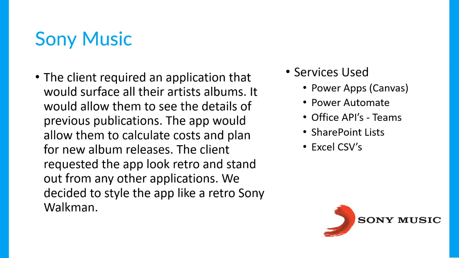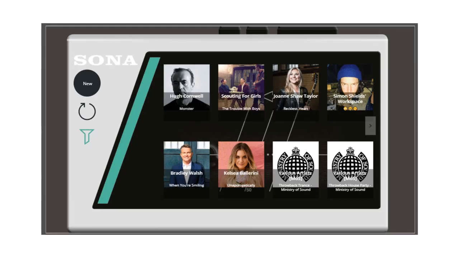The services and products used as part of this application were PowerApps. There was a Canvas Power App, which we're going to show you in a second. There's Power Automate to automate certain steps and alerts. There were Office APIs, which were integrating with things like creating Teams. There were SharePoint lists to hold a lot of the data. And there were also some Excel CSVs, which were being used from other teams to provide information that fed into this system. So if we go to the next slide.